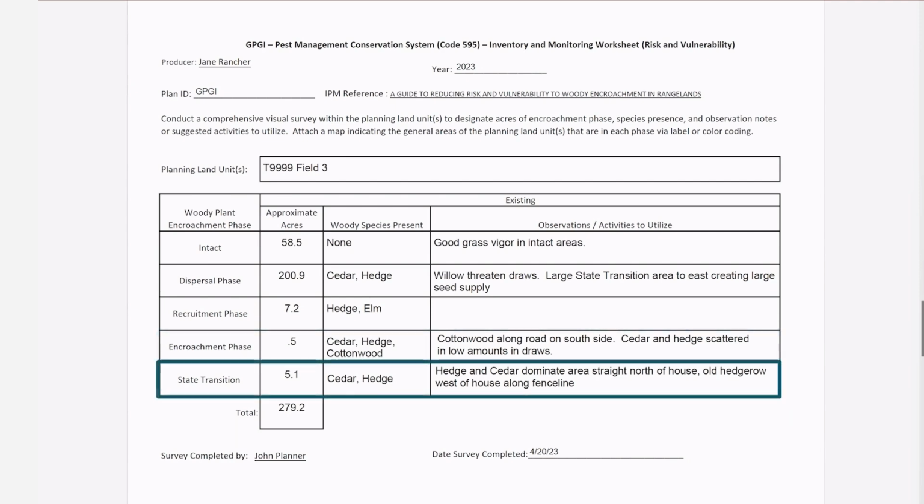The fifth row is the state transition phase, which is 5.1 acres. The woody species present are cedar and hedge. The observation is hedge and cedar dominate area straight north of the house, old hedge grow west of house along fence line. This is a great benchmark document to label what you saw out in the field when you did the benchmark inventory.